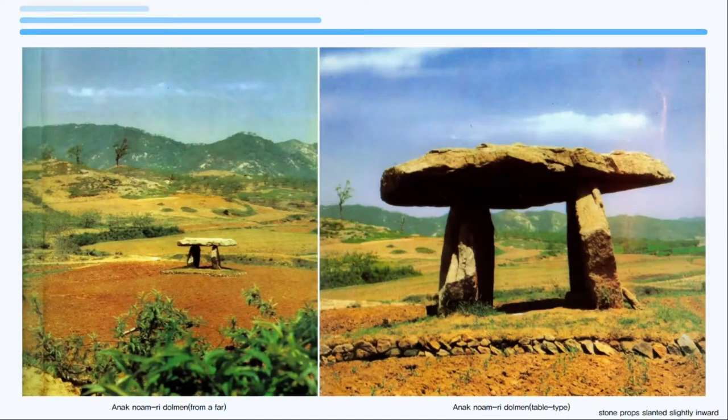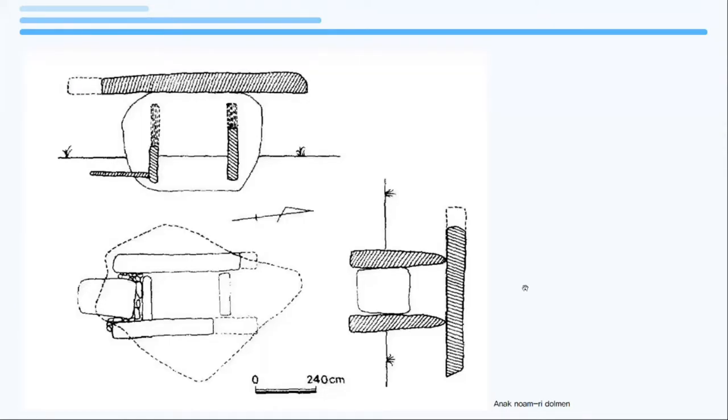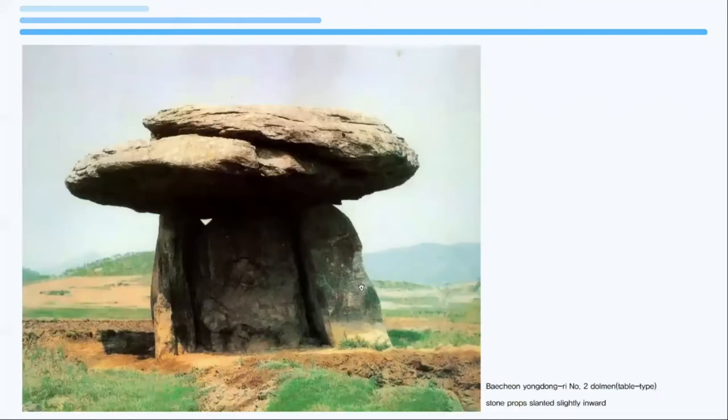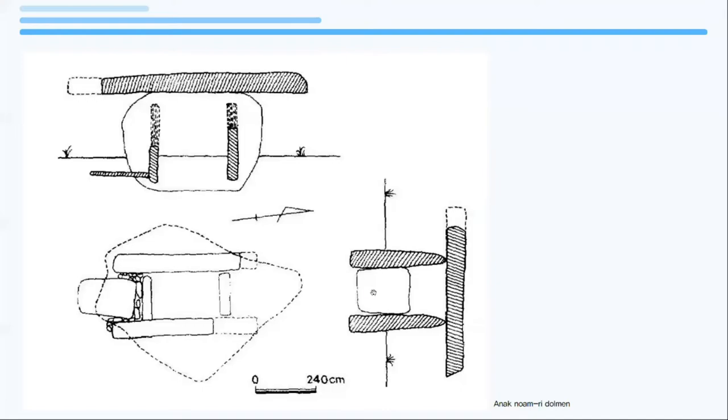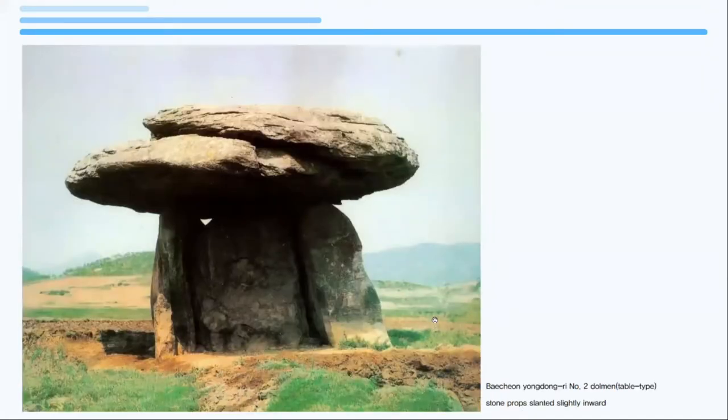Anang Noamni dolmens, table type dolmens, from afar. Same. Stone flaps slate slightly inverse. Anang Noamni dolmens distributes. Bechon.